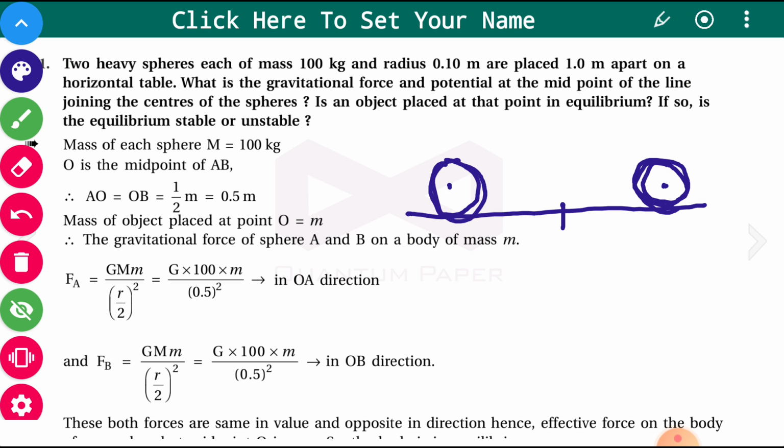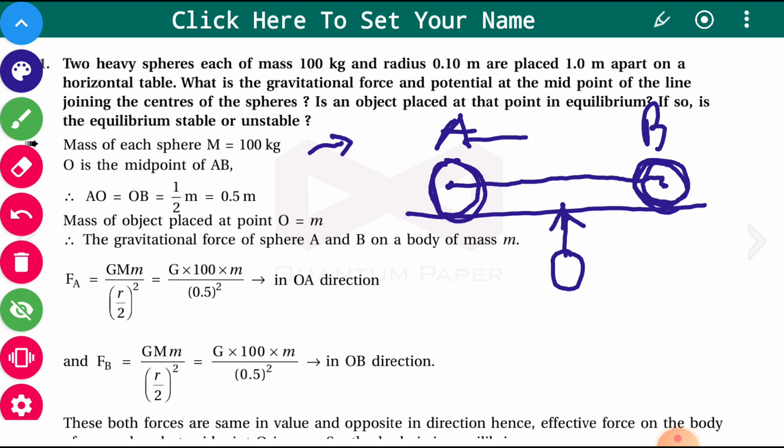So the distance is taken from the center. This is 1 meter. Is an object placed at that point in equilibrium? If the object is placed here, whether it will be in equilibrium or not. If so, is the equilibrium stable or unstable? Mass of both the spheres is the same, 100 kg. We consider this point O as the midpoint. This is point A, this is point B. AO and BO, both distances will be the same because O is the midpoint, that is 0.5 meter.